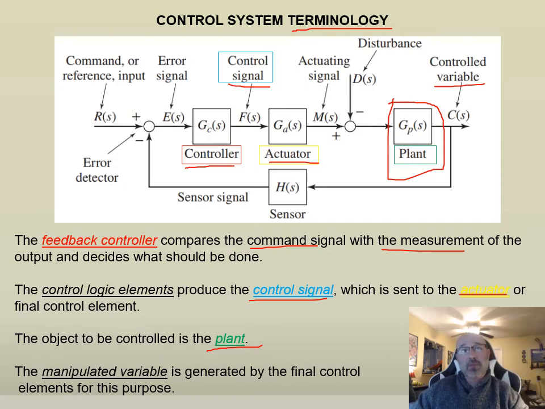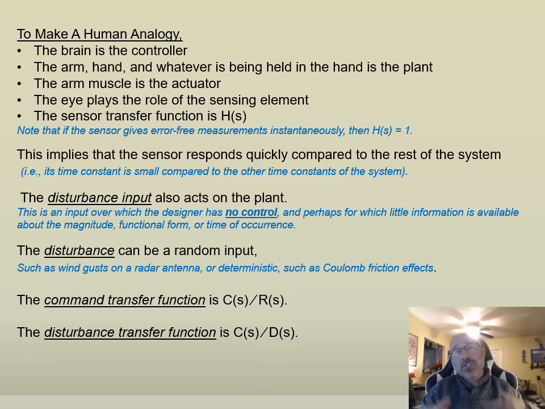Again, we're going to spend a little more time and go into detail for individual components within a control system like this. So let's take a little sidebar and relate some of this terminology to a more simplistic system that we're all used to dealing with on a daily basis. We'll make a human analogy. If we're talking about a human body, our controller is going to be our brain, whereas our arms, our hands, or whatever is being held is going to be our plant. The muscles in our arm, if we're grabbing something with our hand, are going to be our actuator.